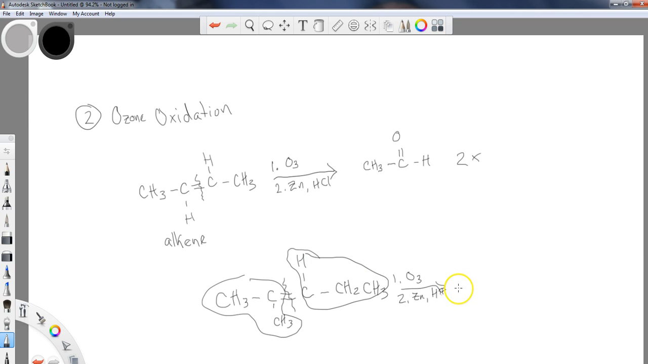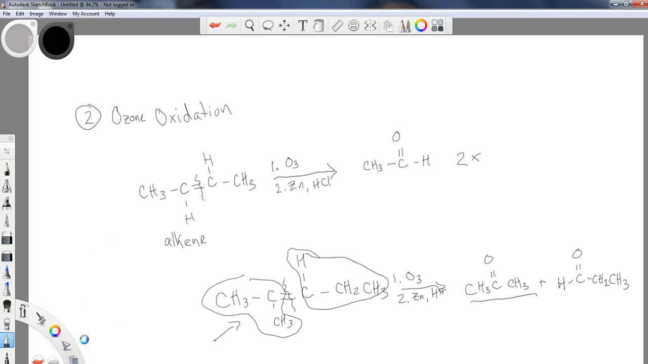So what I would end up with in this case would be CH3, C double bond O, CH3, so I'd get acetone. And then the other thing that I would get would be the propanal. I can draw it this way: C double bond O, the H, and then I would have a CH2 and a CH3. So ketones are possible if I find the higher substitution pattern around the double bond.